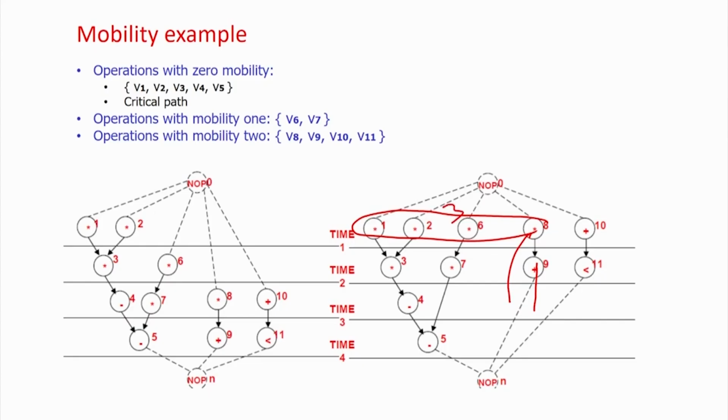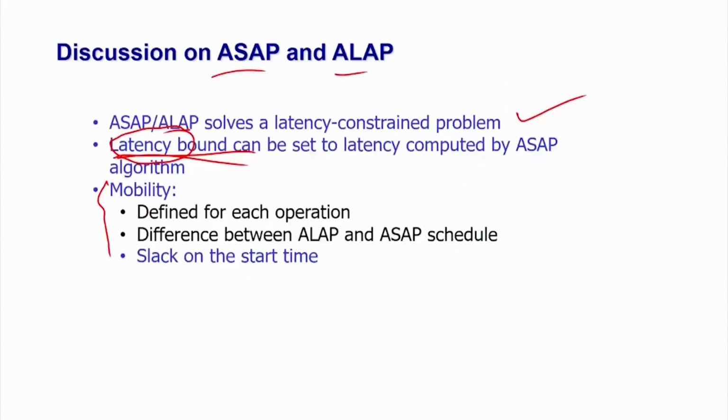So, this is something we can utilize. This particular relaxation we can utilize when you have a resource constraint and try to generate a minimum resource; we can utilize this mobility factor of each operation, so that we can reduce the number of resources, right. So, this is also a useful feature of this ASAP ALAP.